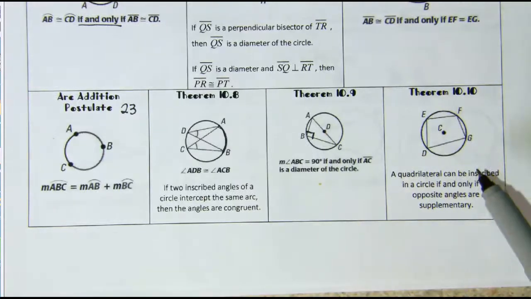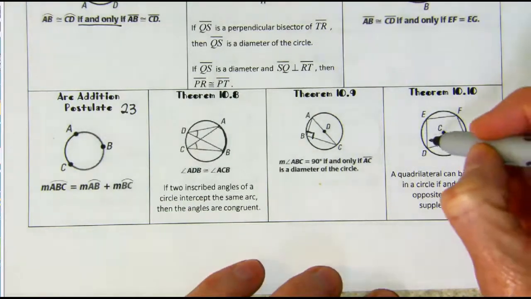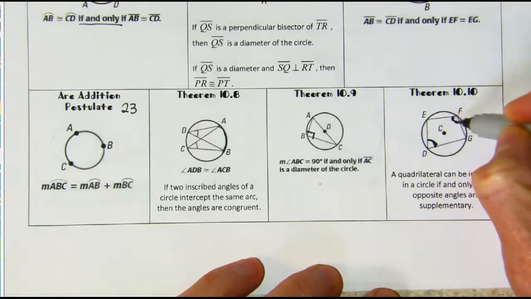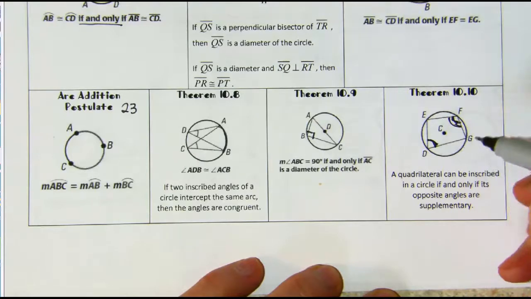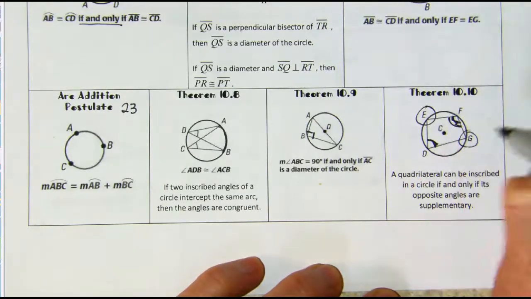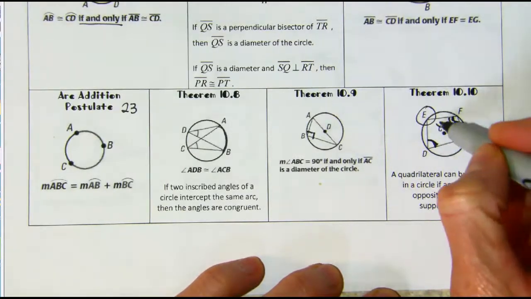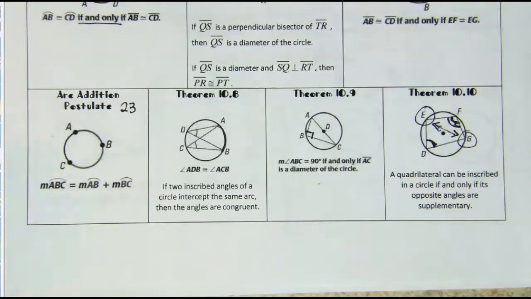If that is a diameter, then that angle must be a right angle. Theorem 10.10 was the quadrilateral theorem. It says that a quadrilateral can be inscribed inside the circle if and only if angles D and F are not necessarily congruent, but they're going to be supplementary when you add them. Same thing with E and G. So the opposite angles must be supplementary.